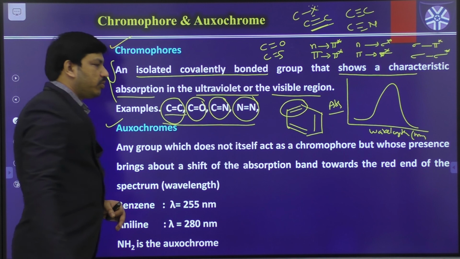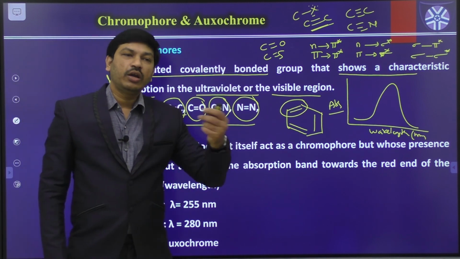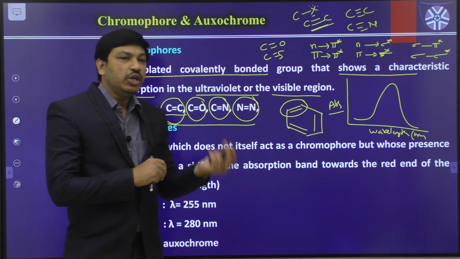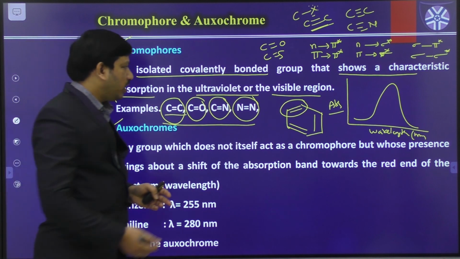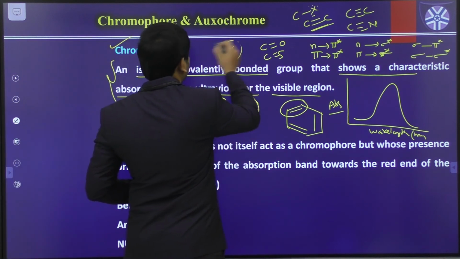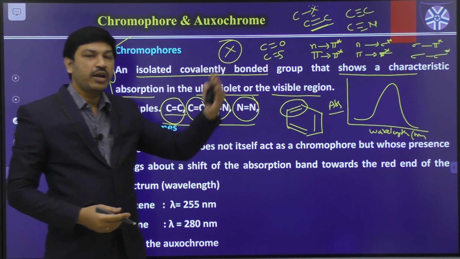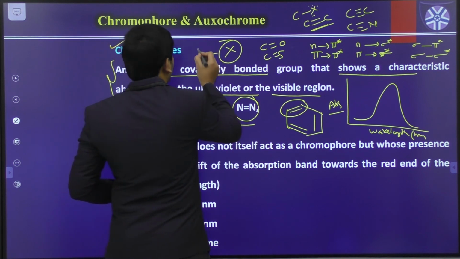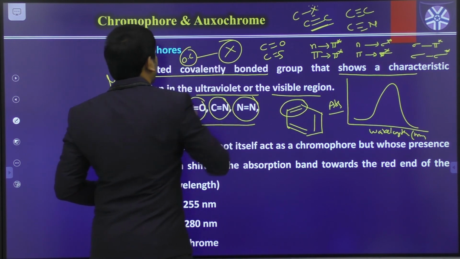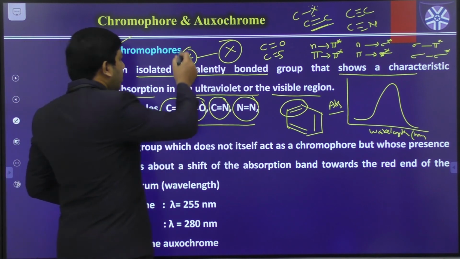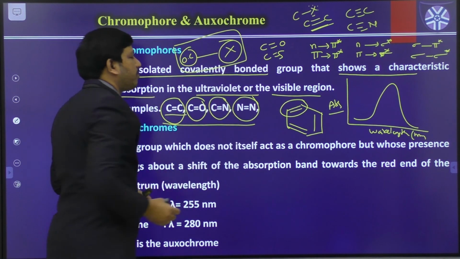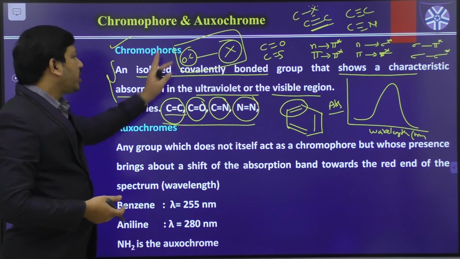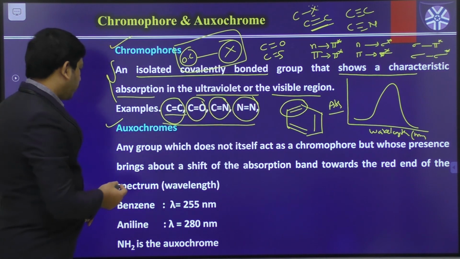And coming to the auxochrome. An auxochrome is a substituent on the main molecule. Individually it is not a chromophore, so it does not act as a chromophore by itself. That means because of that group we are not getting any proper absorption peak in the absorption spectrum. But once it is attached to the corresponding organic molecule, that molecule shows some kind of absorption shift. Such groups are called auxochromes.